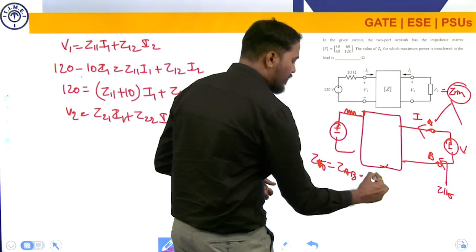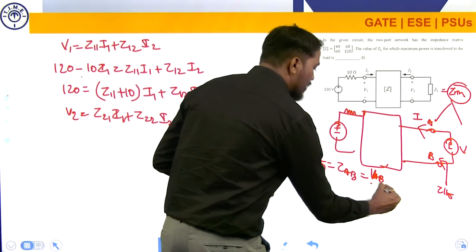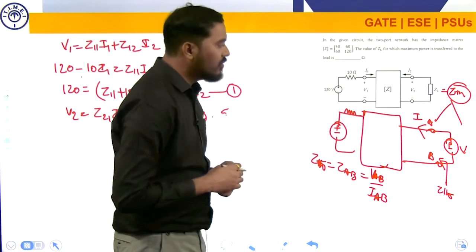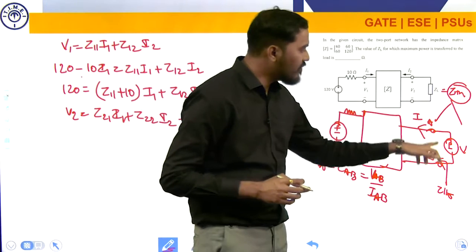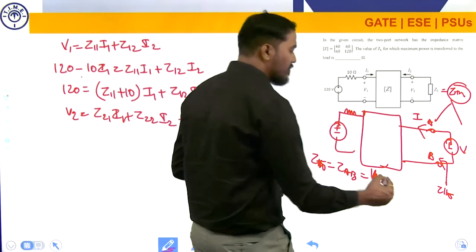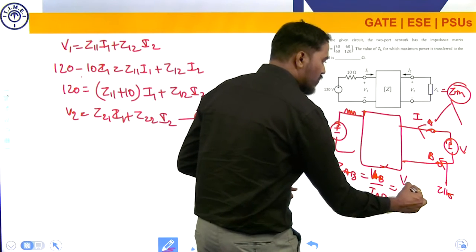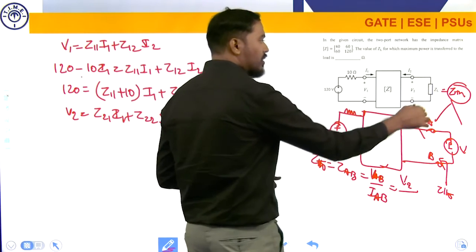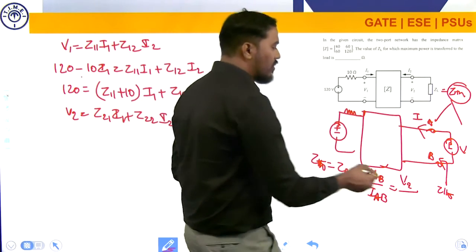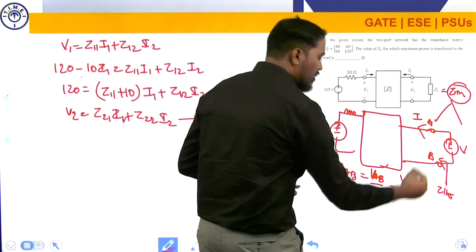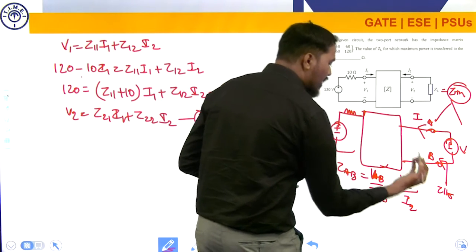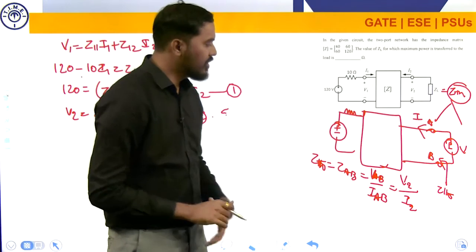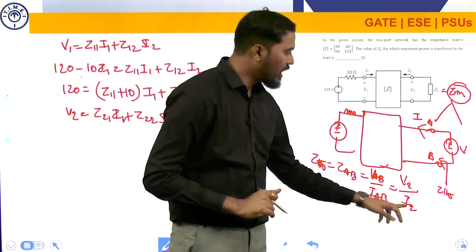ZAB is equal to VAB by IAB, right? Now the next question: can you guess what your VAB is? Your VAB is nothing but V2, am I correct? Next, what do you think your IAB is? Your IAB is nothing but I2. So if you want to calculate ZTH, all you need to do is take the ratio of V2 by I2 in this circuit.